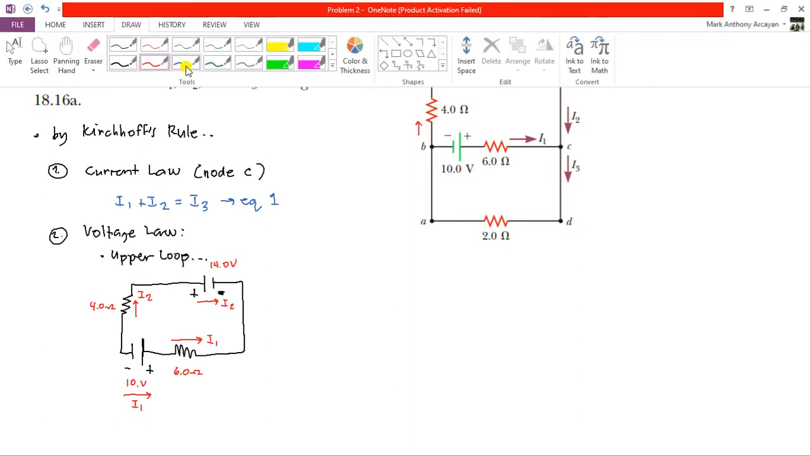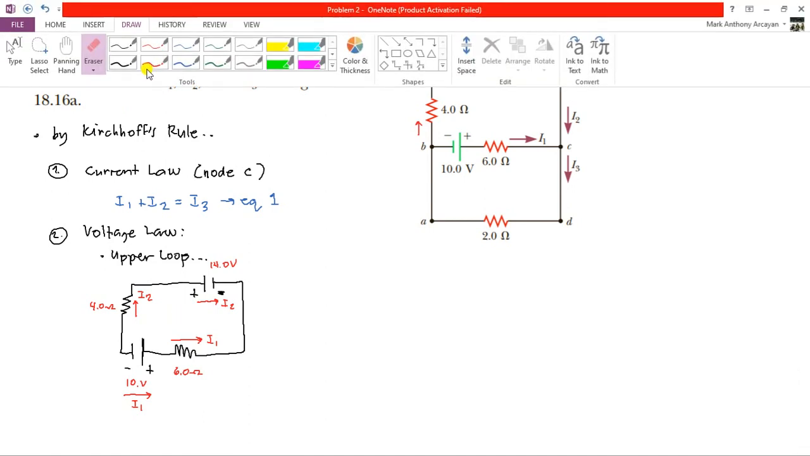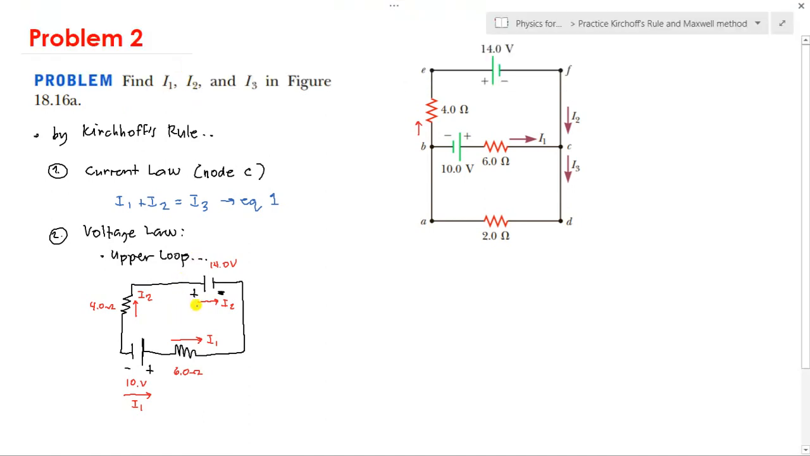So for this loop, I will follow the direction of I2. Okay, the direction of I2 is up to you. You can draw it this way or the opposite way. Anyway, you will be corrected by your final answer. So here, I will just assume this direction.